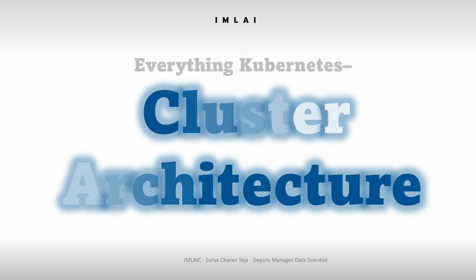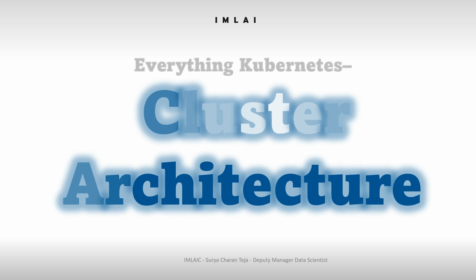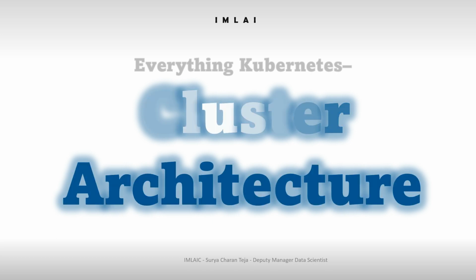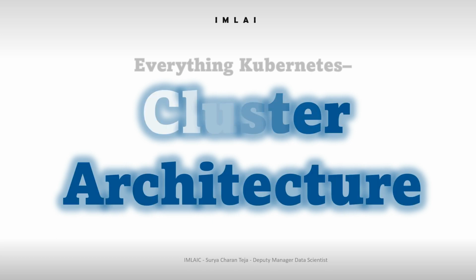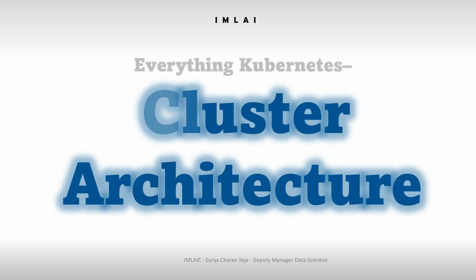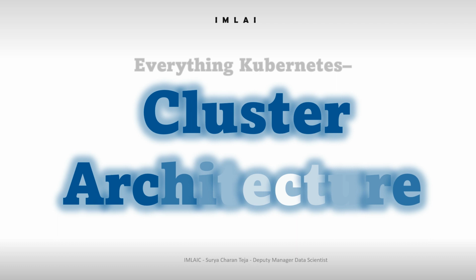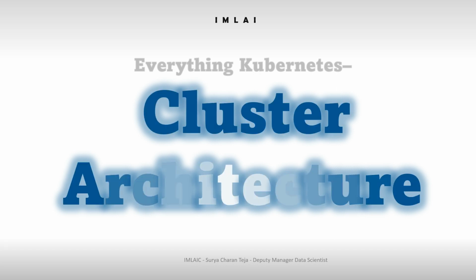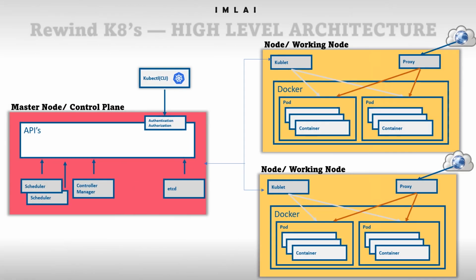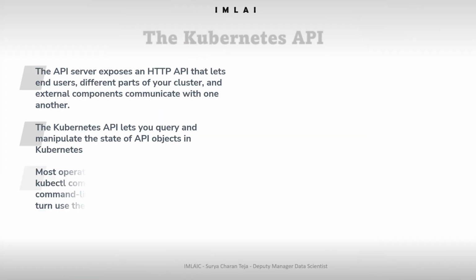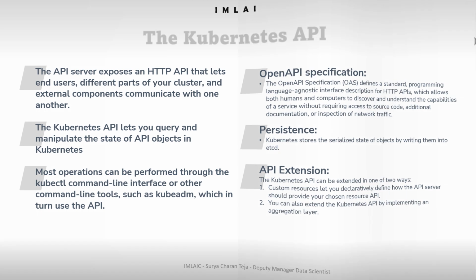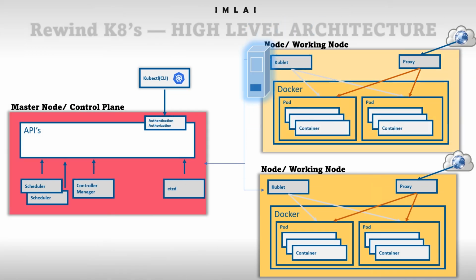We have seen a Kubernetes architecture and a sample Kubernetes cluster with two working nodes and one master node or control plane. Now we are going to jump into this cluster architecture and explore each and every component of it. We had begun with the API. We have discussed the Kubernetes API.